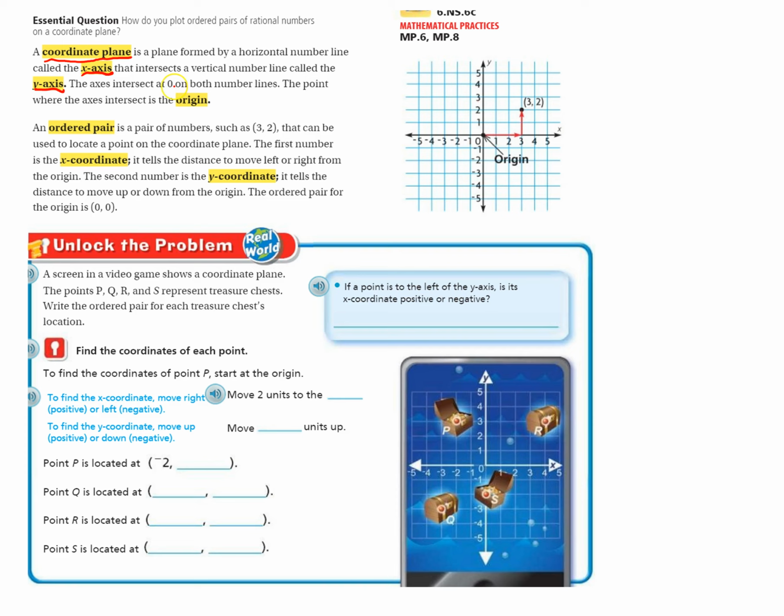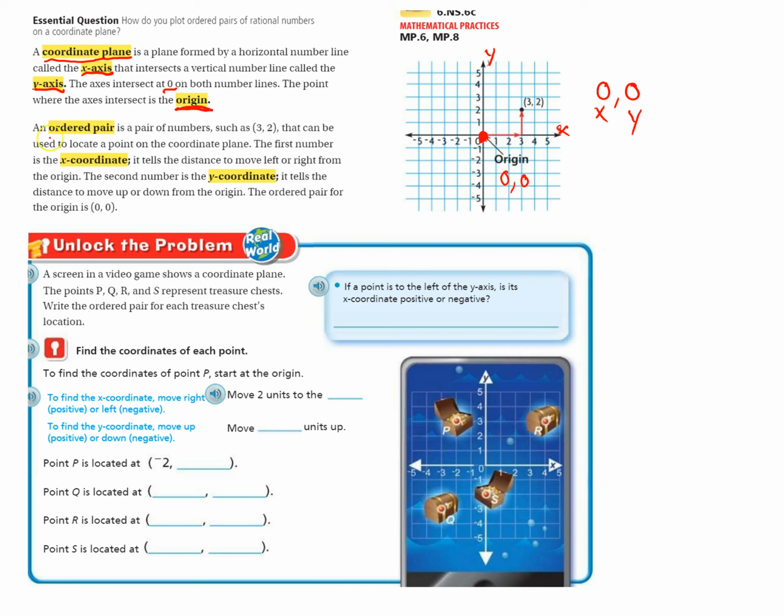The axes intersect at 0 on both number lines. The point where the axes intersect is the origin. This is the origin where the x-axis meets the y-axis. It's called the origin, and its location is 0, 0. That means it's 0 on the x-axis and it's 0 on the y-axis as well. So the origin is at 0, 0.